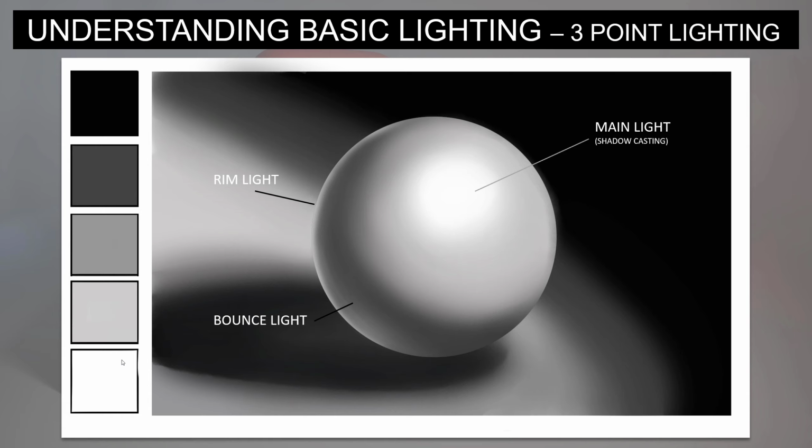On the opposite side of that main light, you're going to get some type of bounce light that you see on here. And then another lighting thing that you could do is put a light that produces a rim along the edge of that object that you see there.